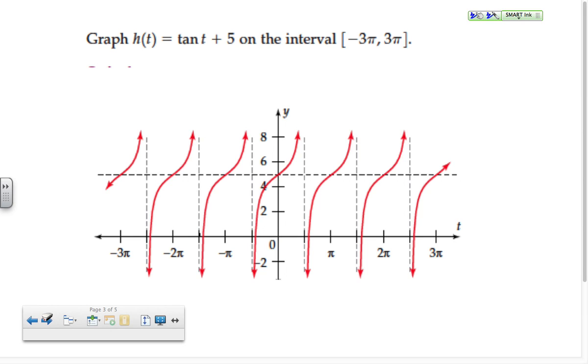The graph hasn't changed. It hasn't stretched. It hasn't gotten skinnier or wider, but it's just physically moved up 5 units. Asymptotes stay in the exact same place. Everything stays in the same place except for the fact that we moved it up. And that's it. You should be able to draw these pictures, keep the asymptotes in the same spot. But now the y-intercept is 5 instead of 0.